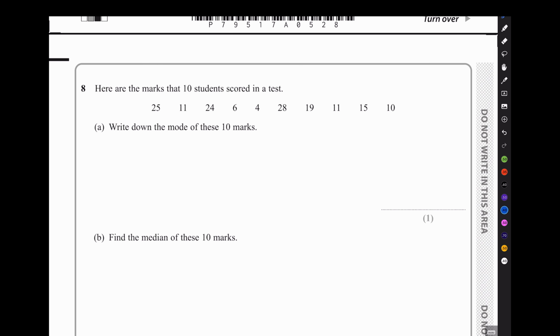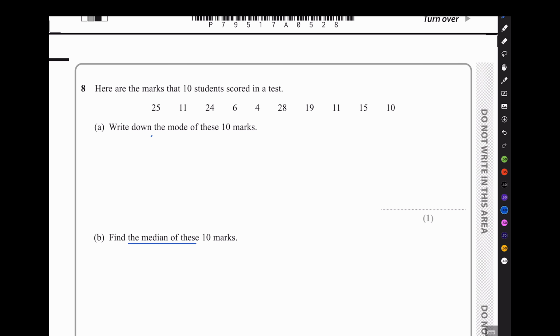Next is, here are marks for 10 students, and as you can see, the data is not arranged in ascending order, but in the next part, they ask for the median. And you should know that to find the median, the data has to be arranged in ascending order. So the first thing that you should do is write everything in ascending order. Let's do it right now and align everything parallelly so that you can keep track and see if anything goes missing.